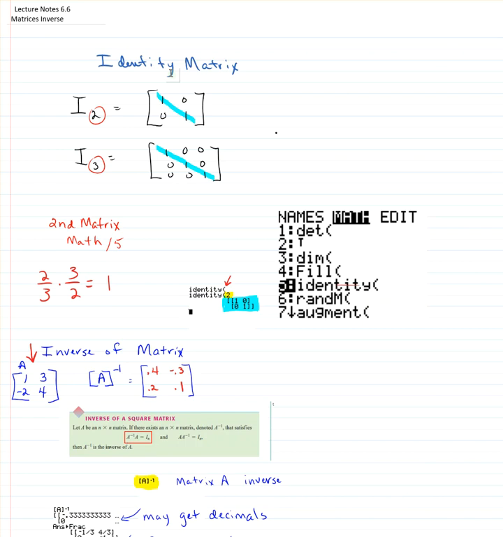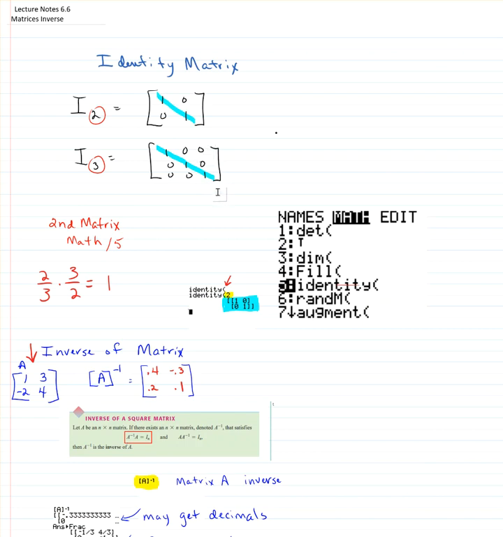This is section 6.6, and we're going to talk about matrices, learning about the identity matrix and the inverse of a matrix. So the identity matrix is signified by a capital I, and then this little number tells you the size of the matrix, either a 2 by 2, 3 by 3. If it was an I4, it'd be a 4 by 4. You have a diagonal of ones, and everything else is zeros. That should look familiar from when we were solving last section.